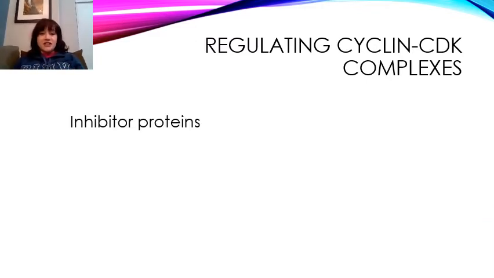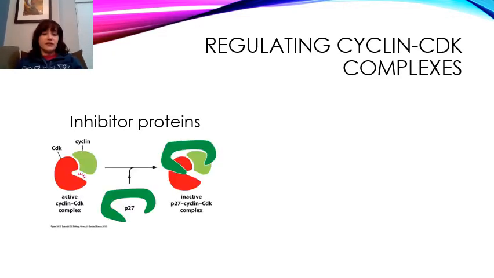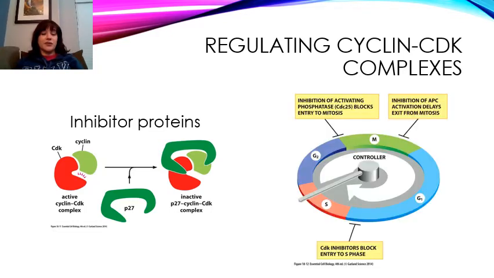In addition to phosphorylation, we also have inhibitor proteins. So in this example, we have P27. This protein is giving like a big hug to this cyclin CDK complex and not letting it do anything. Right? So in addition to phosphorylation inhibiting cyclin CDK complex, you can also have binding of inhibitory proteins such as P27.